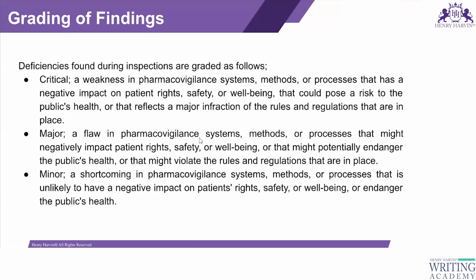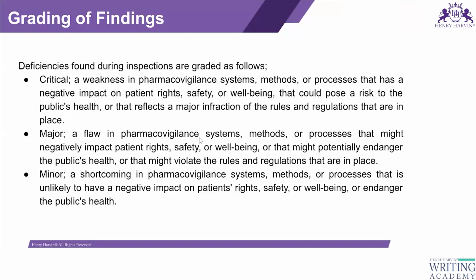Then minor means a shortcoming in the pharmacovigilance system, methods, or processes that is unlikely to have a negative impact on patient rights. If there is any shortcoming in the pharmacovigilance system, methods, or process, but it will not have any negative impact on patients' rights, safety, or well-being, and will not endanger public health, and it can be revised or updated. Okay, so this is how the grading can be given to the findings as critical, major, and minor.